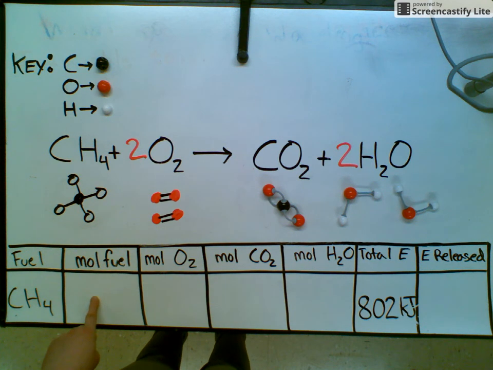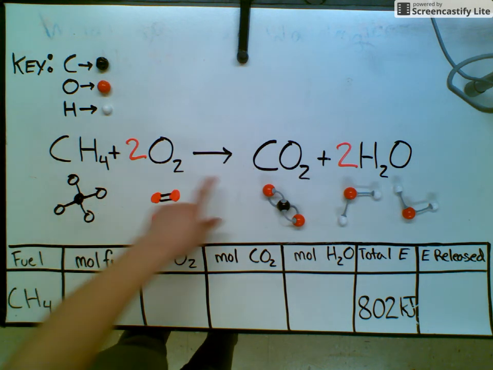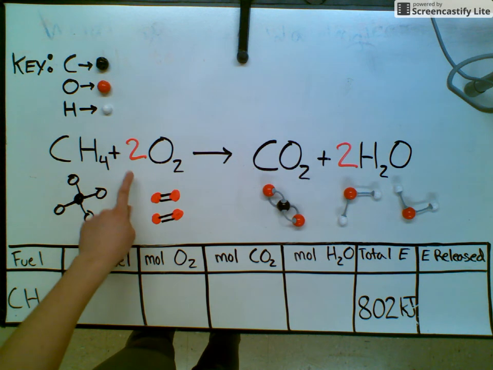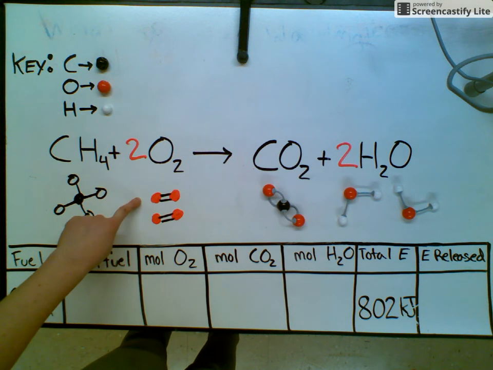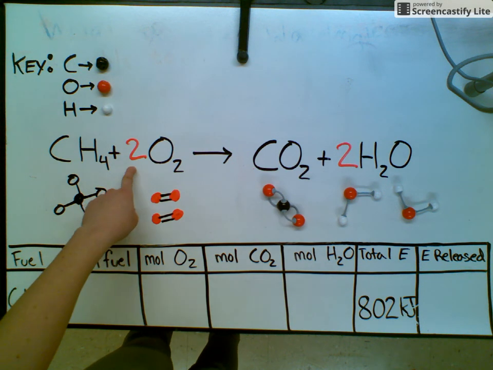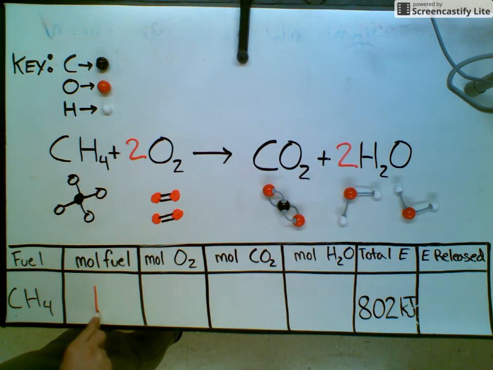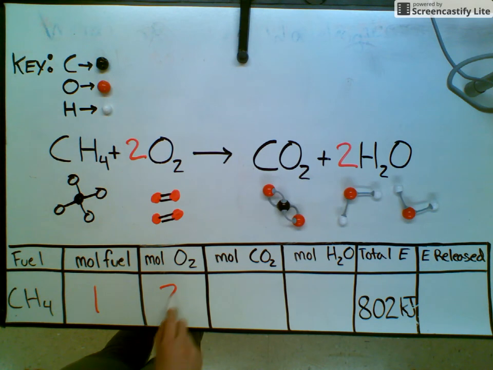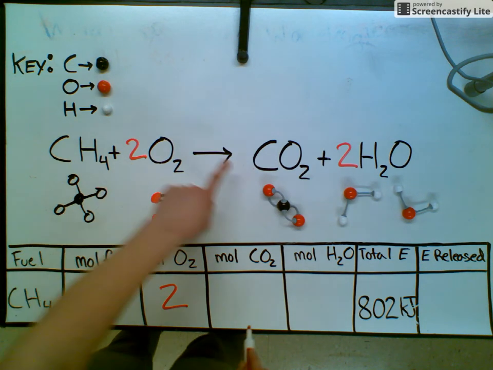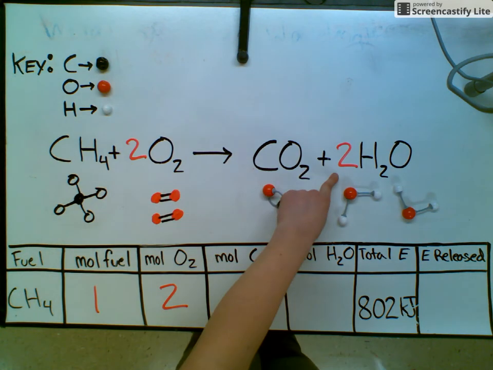Now it asks us down here the moles of fuel that we have. The moles of fuel, or the moles of any of these substances, is directly related, or it's actually the same exact number as the mole ratio that we have up here. So yes, this tells us that we have 2 molecules of oxygen, but we can also say that we have 2 moles of oxygen. Okay? So right here, we only have 1 mole of fuel, 2 moles of oxygen, 1 mole of carbon dioxide, and 2 moles of water.